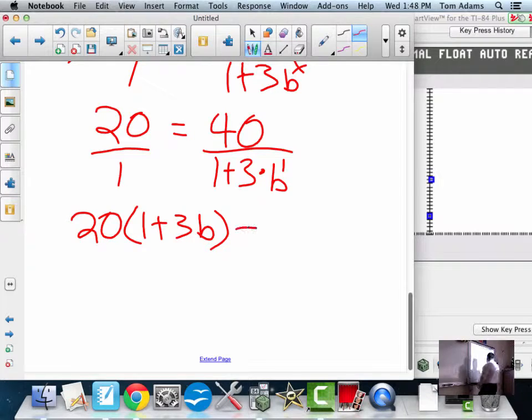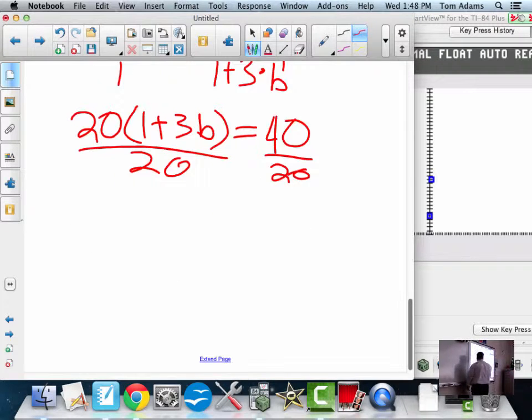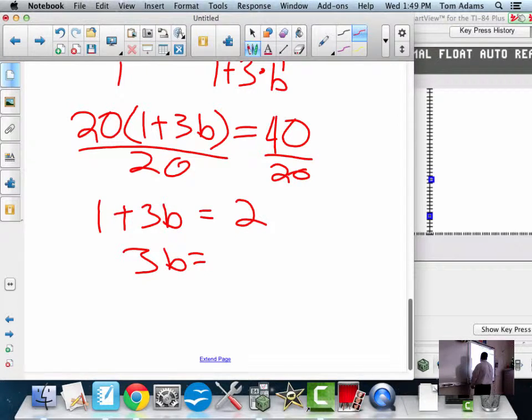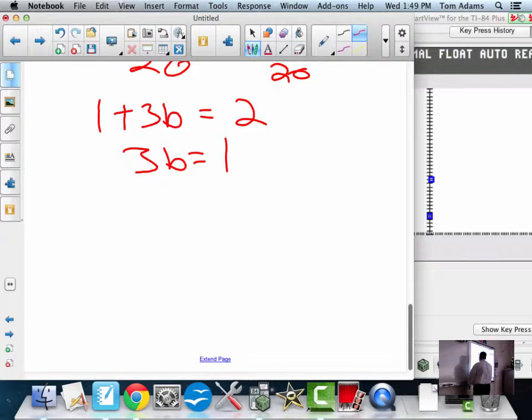But that's okay. So anyways, it equals 40. Divide both sides by 20. I've got 1 plus 3b is equal to 2, right? 3b, if I minus 1 from both sides, is 1. B is equal to 1 over 3. We found A, B, and C. Can we write the equation now? Yes.